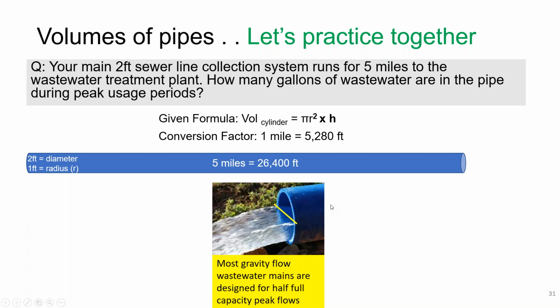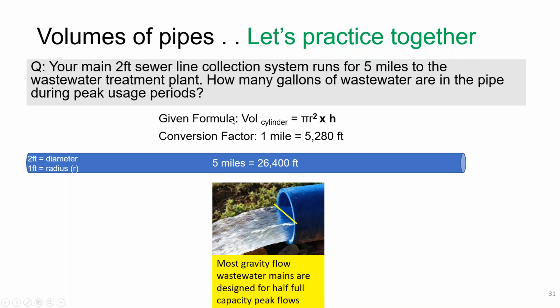So let's talk a little bit about volumes of pipes. We know we have pipes in our distribution systems, whether you're dealing with drinking water or whether you're dealing with sewer pipes. And to be able to do this, let's work through a problem together and make sure we understand. So your main 2-feet sewer line collection system runs for 5 miles to the wastewater treatment plant. How many gallons of wastewater are in the pipe during peak usage periods?